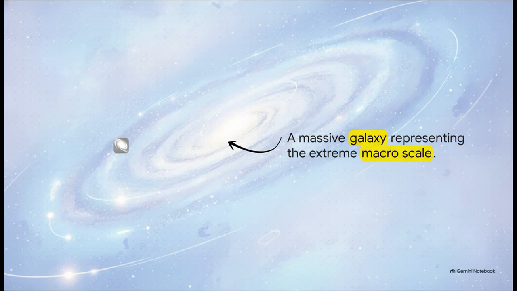Let's kick things off by thinking big, really big. Our physical universe spans distances that are honestly mind-boggling. Just to give you a sense of the extreme macro scale we're operating on here, the diameter of a typical galaxy reaches roughly 10 to the power of 22 meters. Try picturing a 1 with 22 zeros after it. At that point, our everyday concepts of distance just completely break down.